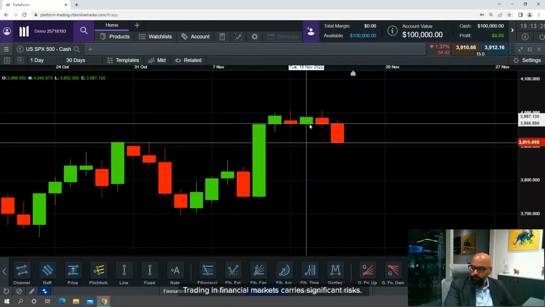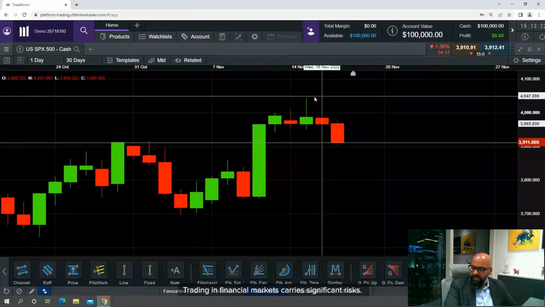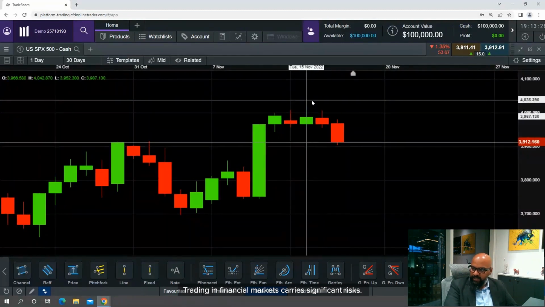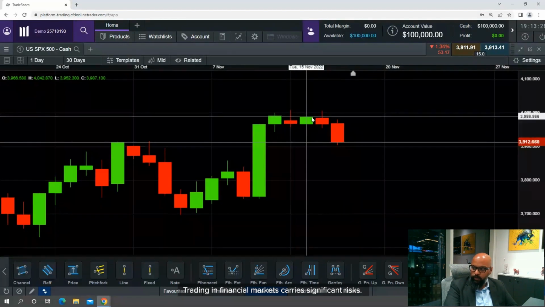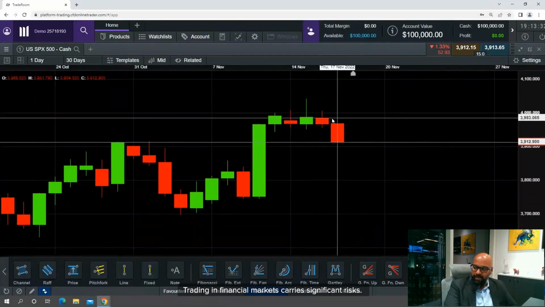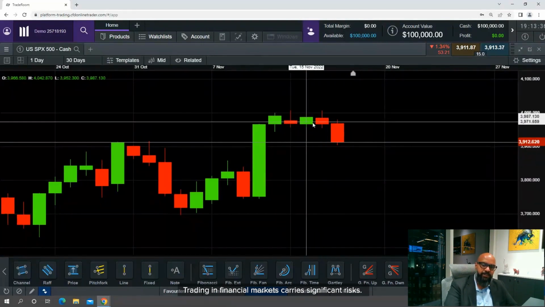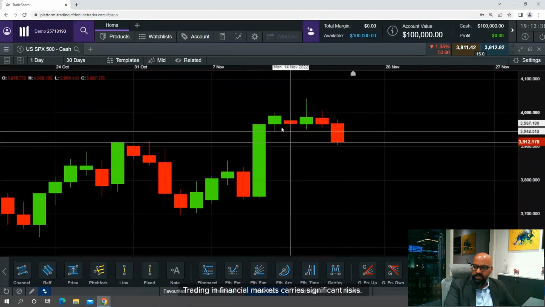It opened low, it went as high as this level here, and then it again came back low and closed a little higher than where it opened. So although it came back down, it has closed above its open price and hence it is a green candle. So I hope we are clear on the candles.